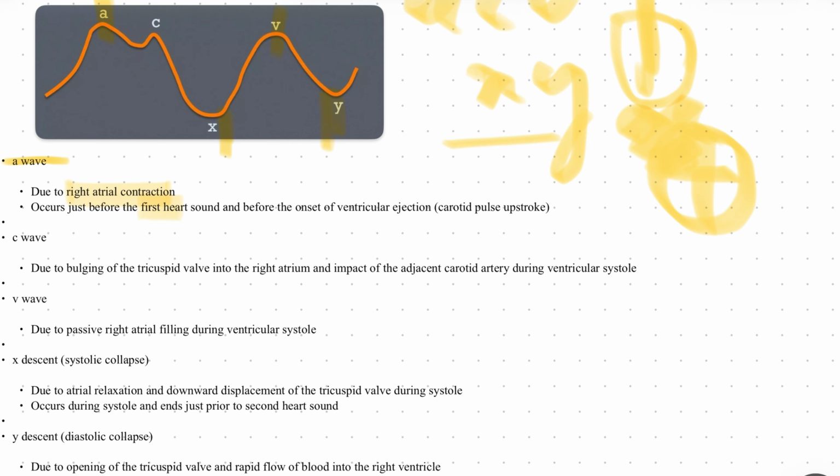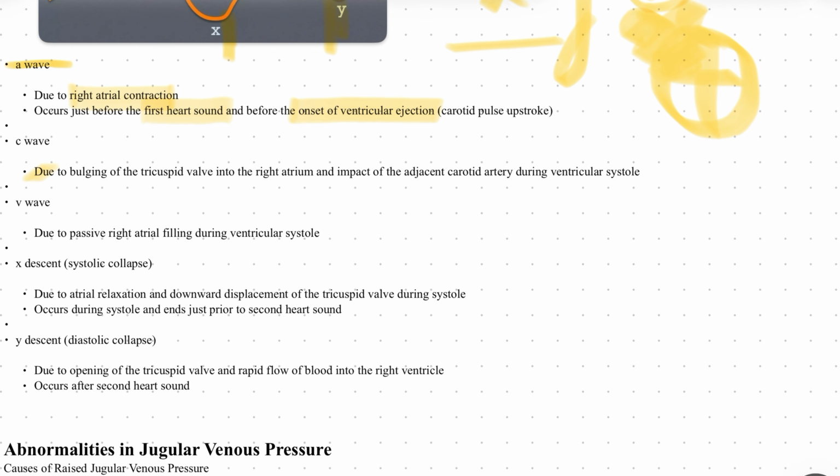It occurs just before the first heart sound and before the onset of ventricular ejection. Don't scratch your head so much. Just remember A, atrial contraction, specifically right atria. Then coming to C, due to bulging of tricuspid valve into right atrium. So A is contracting, this atria is contracting, and there will be some pressure on the tricuspid valve. So that is your C wave.